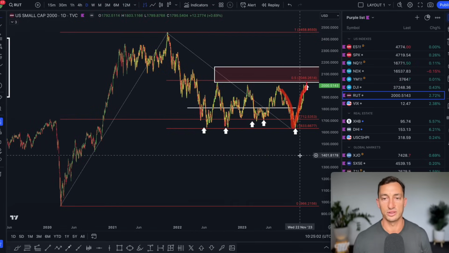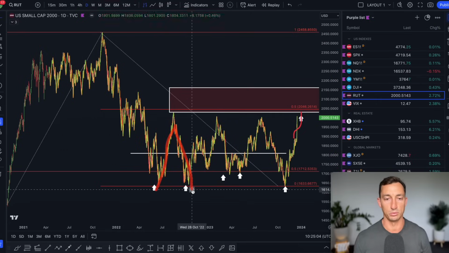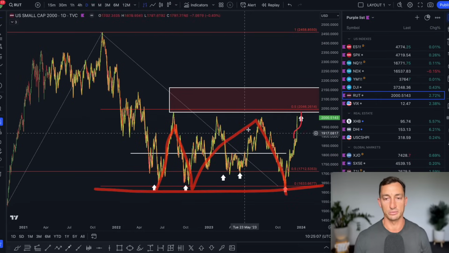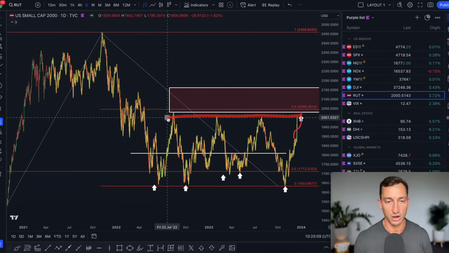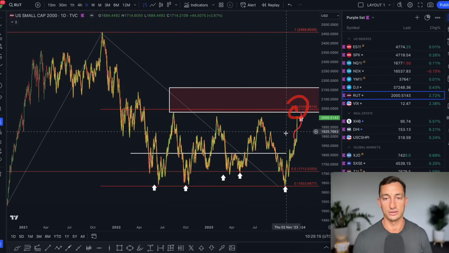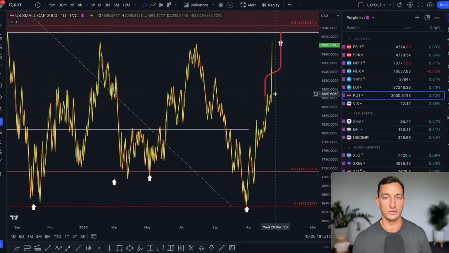Anyway, the Russell 2000 is now bounced out of this triple bottom, beautiful along the bottom here, and it's almost at one of its highest prices that it's had over the last 18, 20 months, and it's getting close to that 2050 level. So it's had a pretty solid move out of that low.